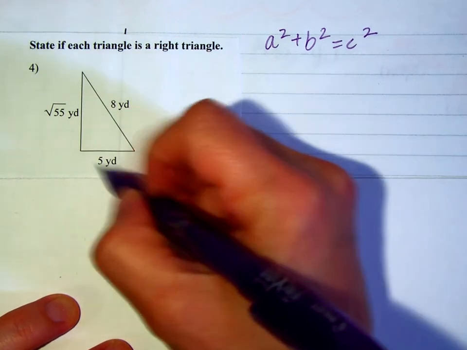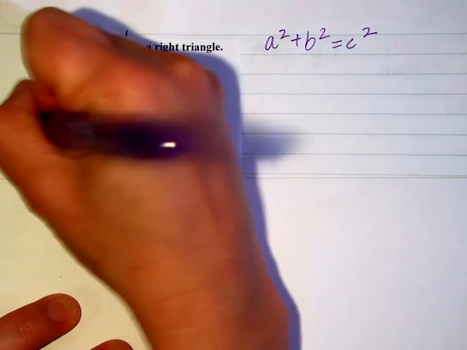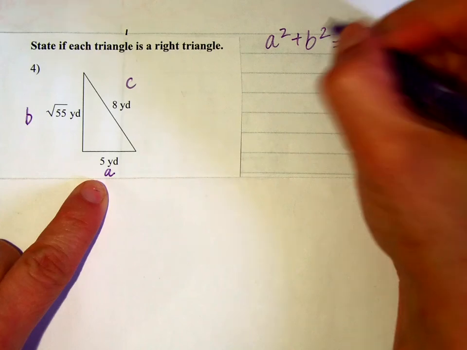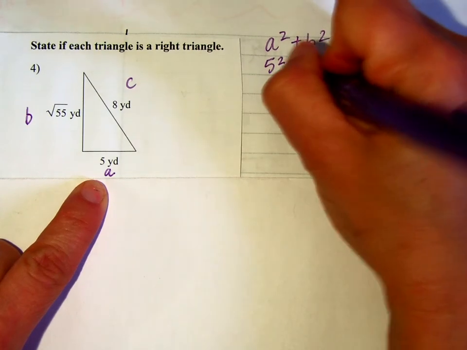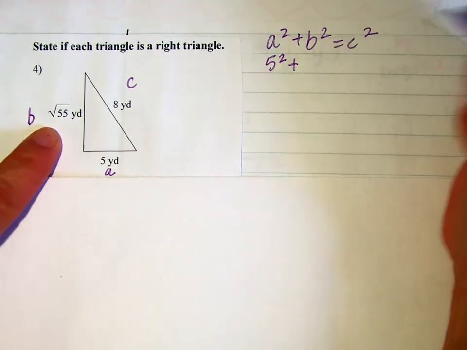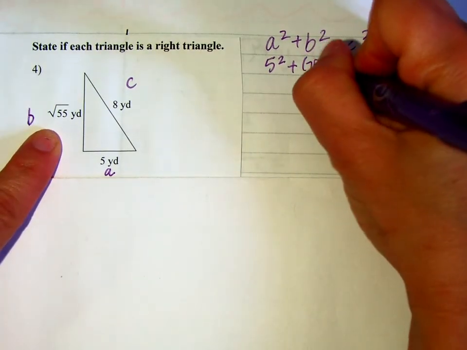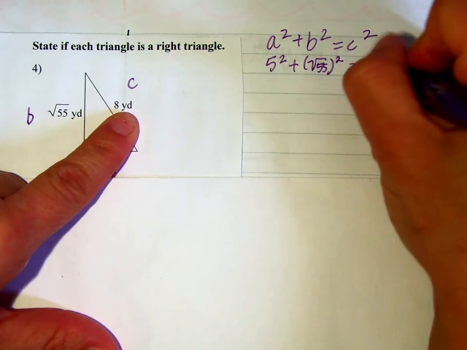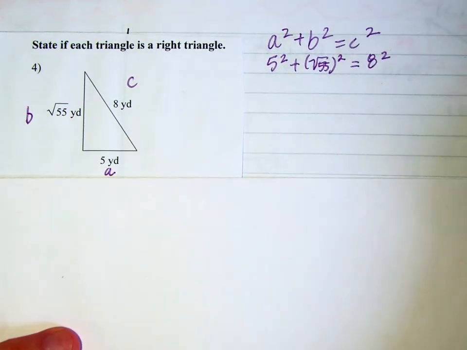Okay, so I know this is going to be A, this is B, and this will be C. So for A, I have 5 squared plus B squared, which is the square root of 55 to the second power, is equal to C squared, which is 8 squared. If you need to pause the video to solve it on your own, please do that.